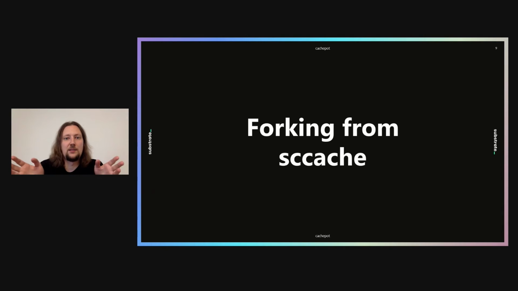But for us, we just decided, yeah, it's going to be Cachepot, and we will be very open that it's forked from sccache, but it's not sccache anymore. And this is why the new name and that fancy logo.